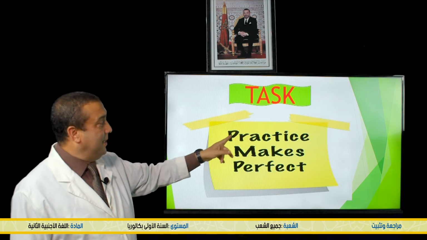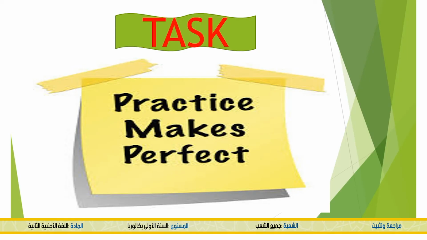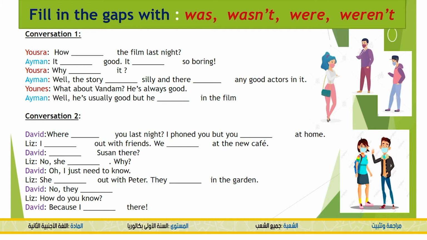Task. In order to better understand and practice the past simple of the verb to be, let's do this task. Practice makes perfect. Here we go. Now here we have conversations, two conversations. Conversation number 1 and conversation number 2.